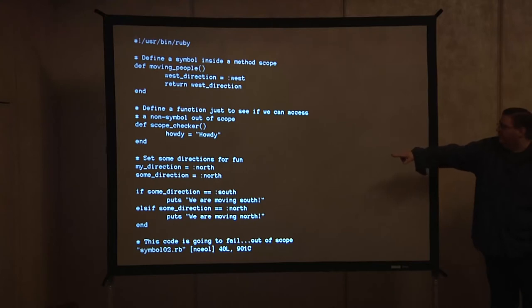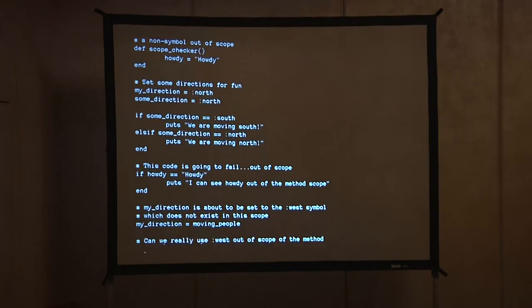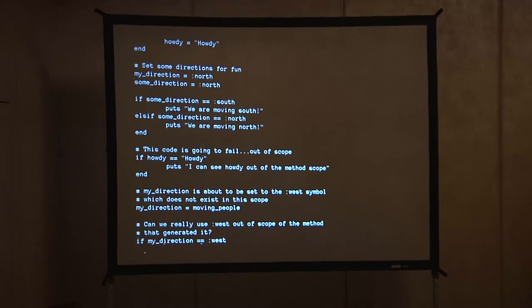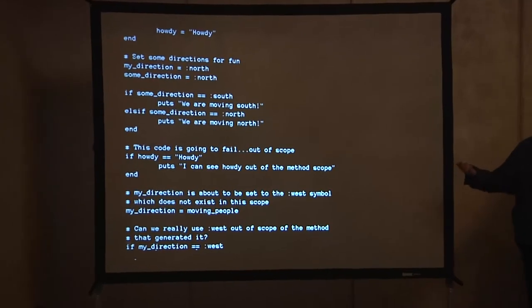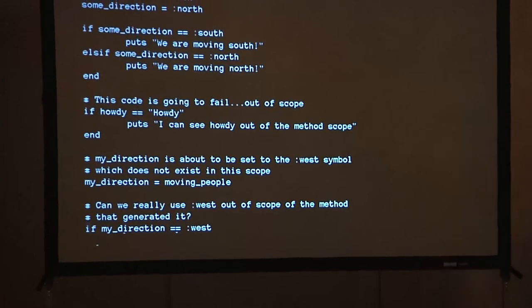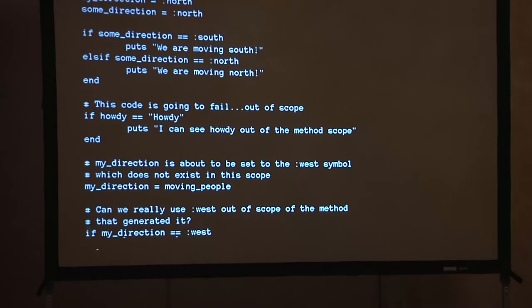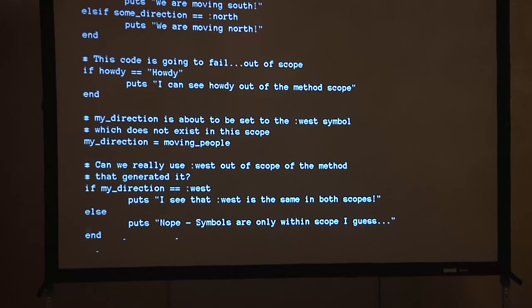My direction north, some direction north, same thing we had before. When we get to the bottom, I expect that this, if howdy, I expect that to fail. I'm sure it's going to fail, right? Because it's out of scope, and that's something that we worry about a lot, passing variables around. So I'm going to do the same thing with the symbol down here, where my direction is west. Now, west was only defined in the scope of the method above, moving people. But yet, here I'm going to try and use it anyway.